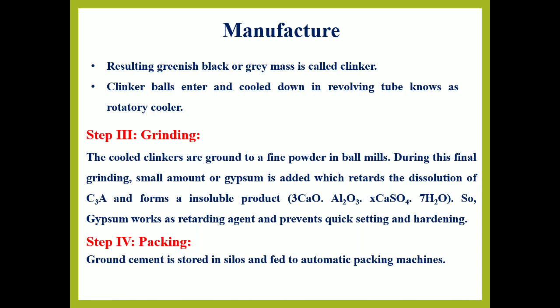The cooled clinkers from the burning process are ground to a fine material in ball mills. During this final grinding process, a small amount of gypsum is added, which retards the dissolution of calcium aluminates, and the calcium aluminates form an insoluble product containing the gypsum. So this gypsum works as a retarding agent, and it prevents quick setting and hardening. This calcium aluminum sulfate is known as calcium sulfoaluminate.